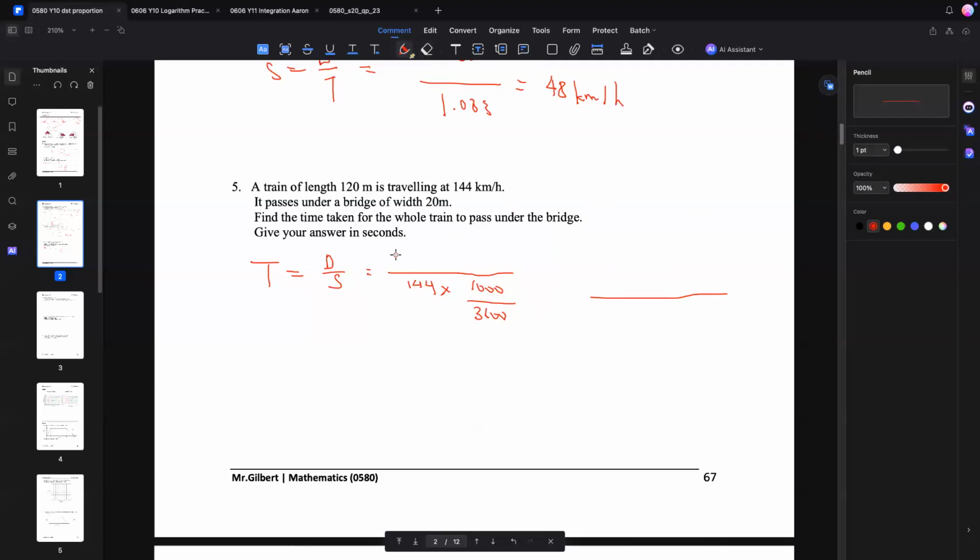All right. So that will be 120 plus 20. But is this the correct unit? It's in meters, so it's correct. So we have 140 divided by 40, which is 3.5. You leave it as 3.5 seconds. You don't have to round it up, because here they never ask you to round it up. So just leave it at 3.5.